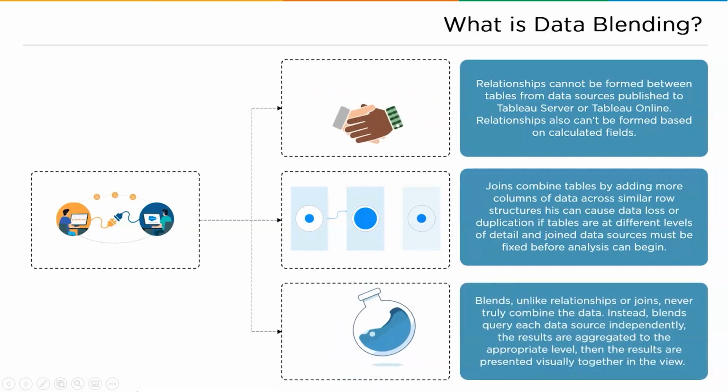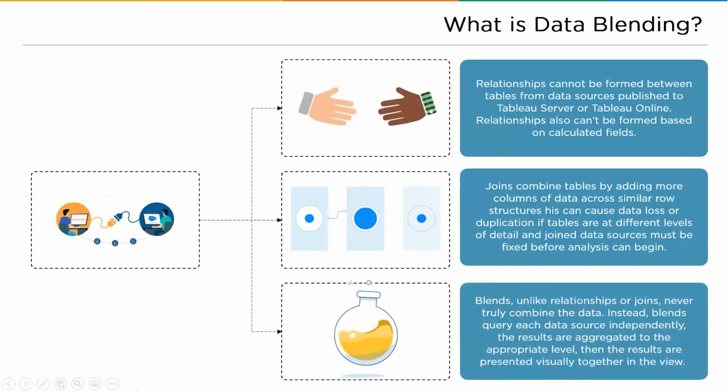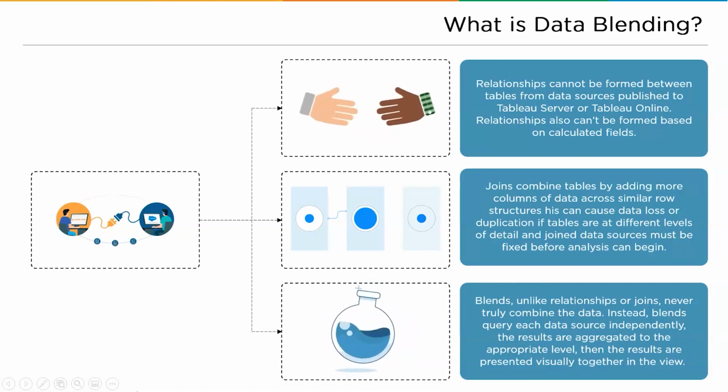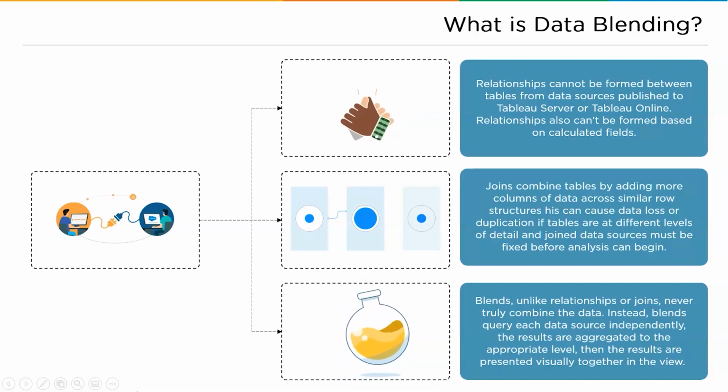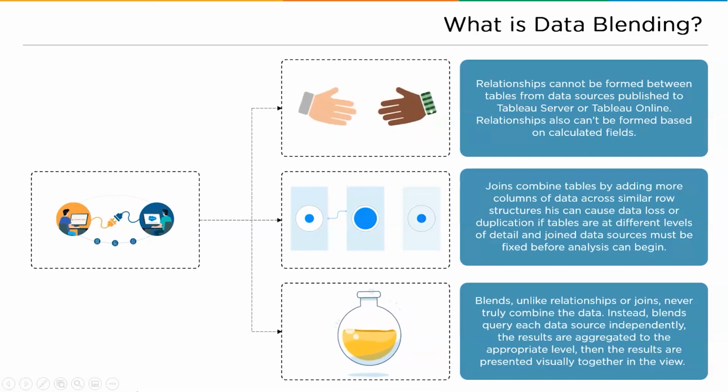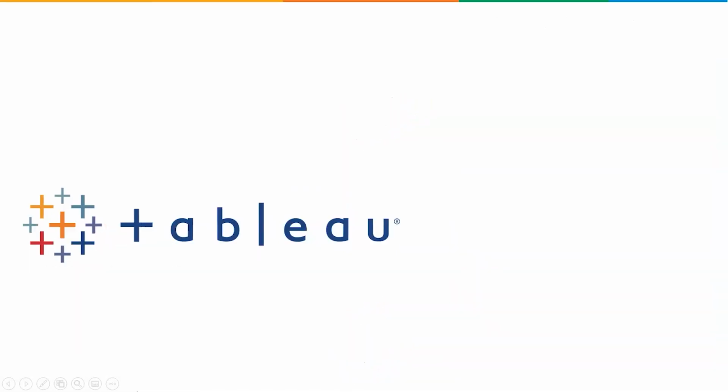Now, data blending, unlike relationships or joins, never truly combines the data. Instead, blends query each data source independently. The results are aggregated to the appropriate level, then the results are presented visually together in the view. That's the reason why we use data blending.